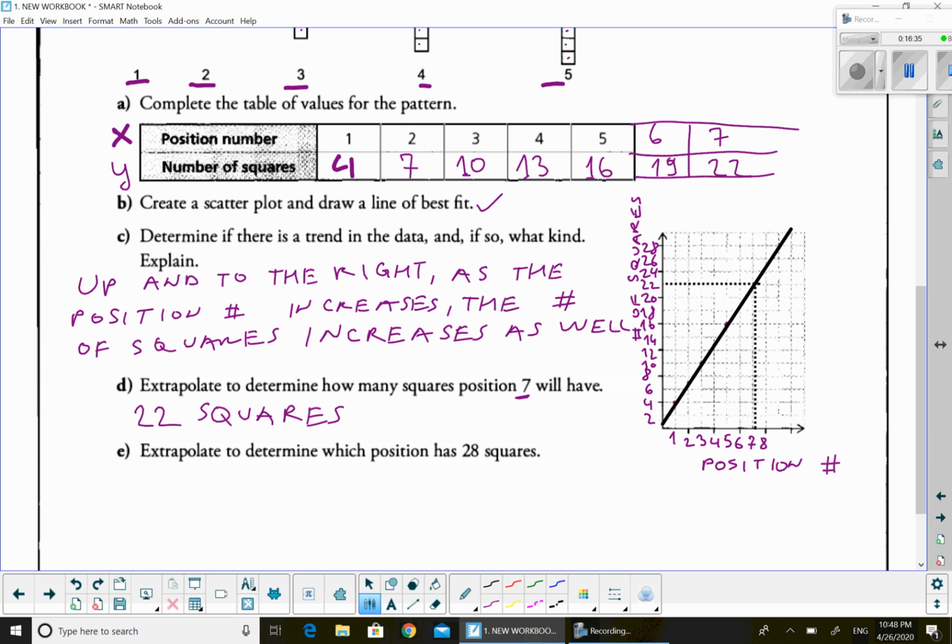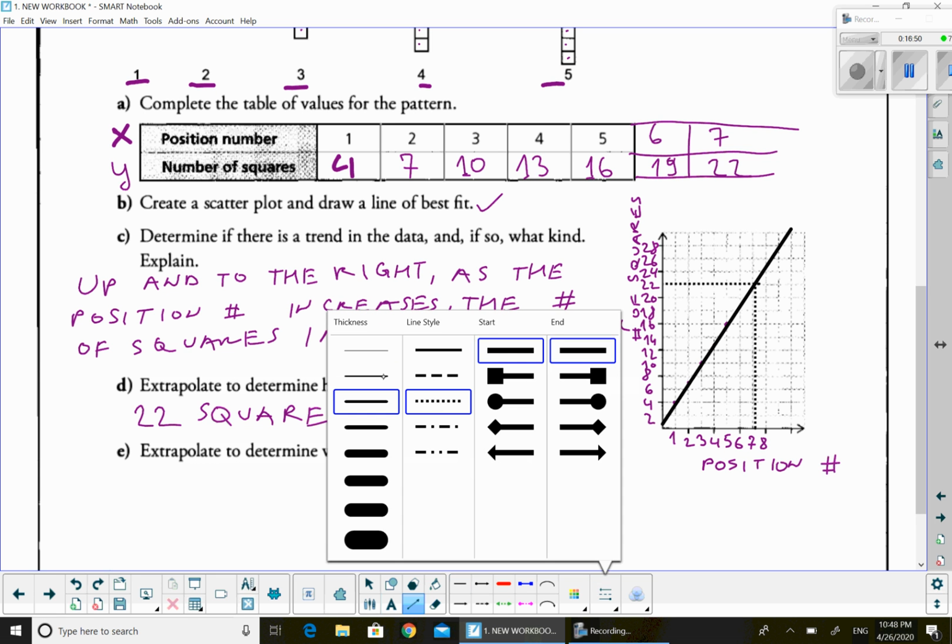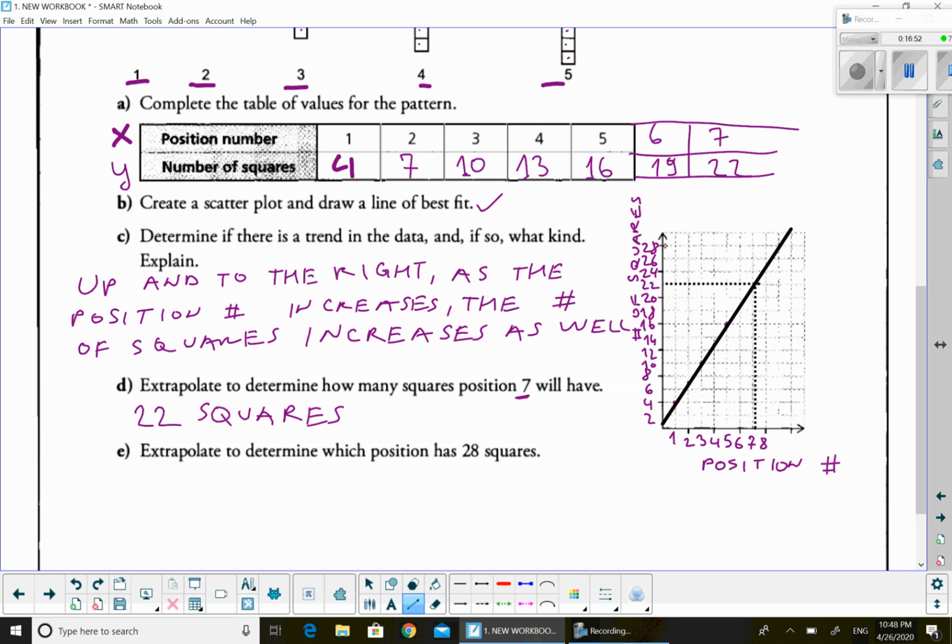So the next one says extrapolate to determine which position has 28 squares. Okay, so this is a kind of a reverse thing. We're looking at squares, which is, let me just get my graph, my line here. There we go. So starting at 28, so I'm going to go to my line of best fit, a horizontal line, and then down. There we go. So that's how many there will be. That would be 9. So what position? Position 9.